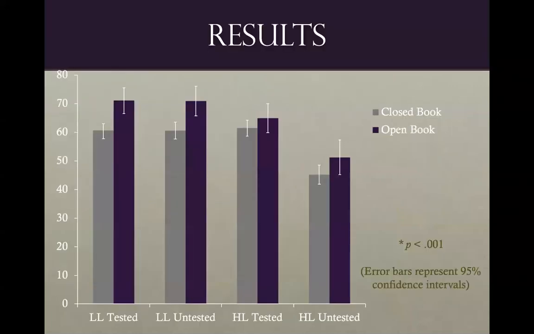This is what we saw. So this is sort of a complicated graph. We're going to go through it one thing at a time. You can see that the gray is in the closed book situation. The purple is in the open book situation. And then along the x-axis are the 4 different final exam item types. What we see is that the open book treatment shows equal improvement on both types of low-level items. So having content available made them better able to perform on low-level items, whether they were tested or not.